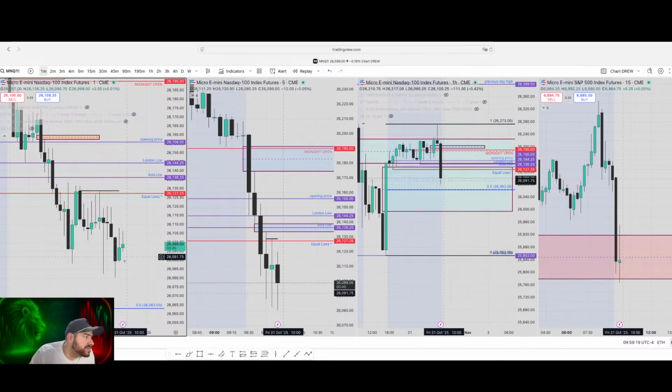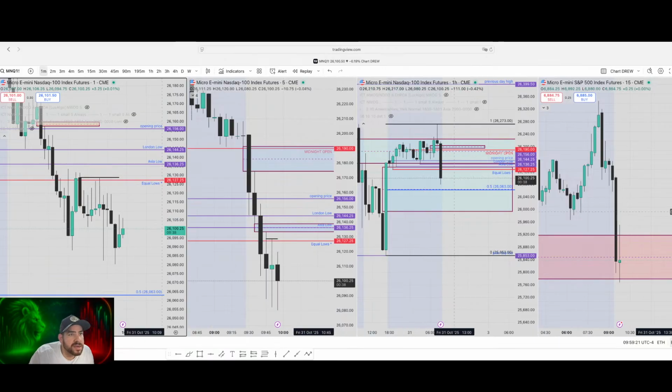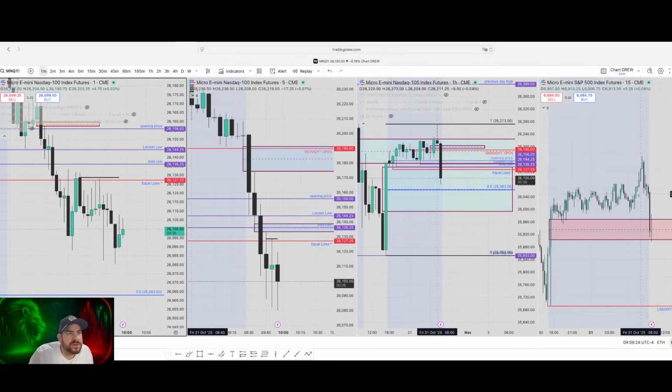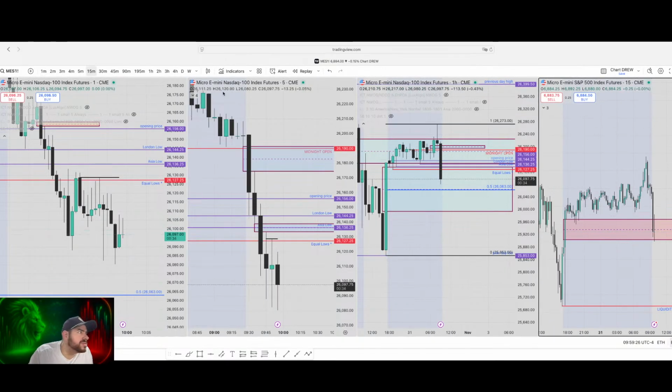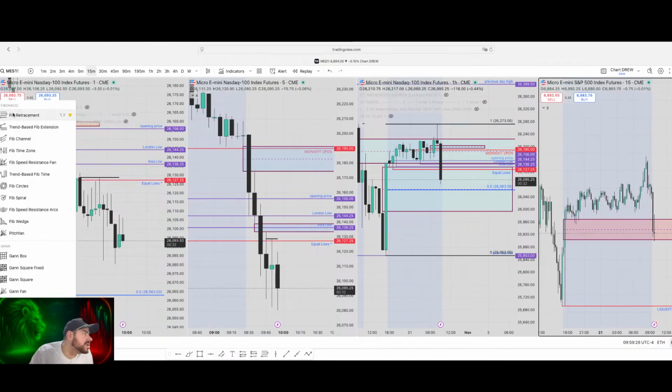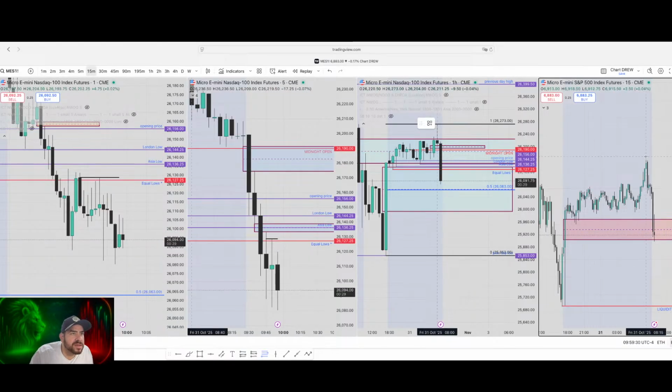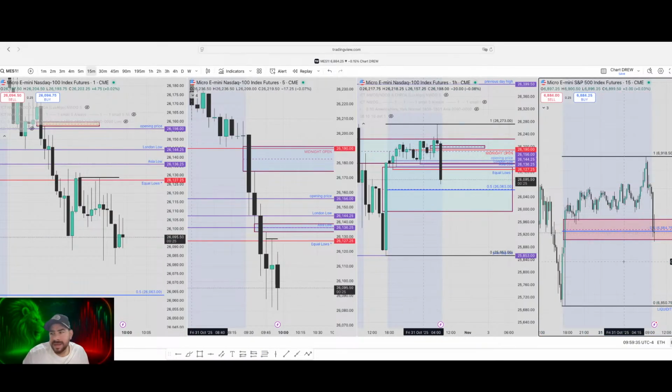May reverse around here somewhere. We're close to the 50% here. May reverse around here somewhere. Let me go to here. Let's measure this out. And we hit 50% on the ES. So in Q, if we do reverse, it's a little bit stronger. We didn't get quite that cool a pullback as the other one. So we'll see what happens here.